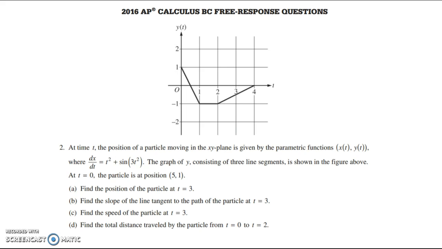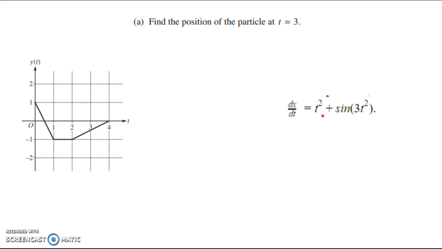So the first thing you should notice is that this is a parametric function problem, and it is a BC topic, and they've provided you with dx/dt, and though they did not give you dy/dt, you do have this graph. Part A asks you to find the position of the particle at time t equals 3.